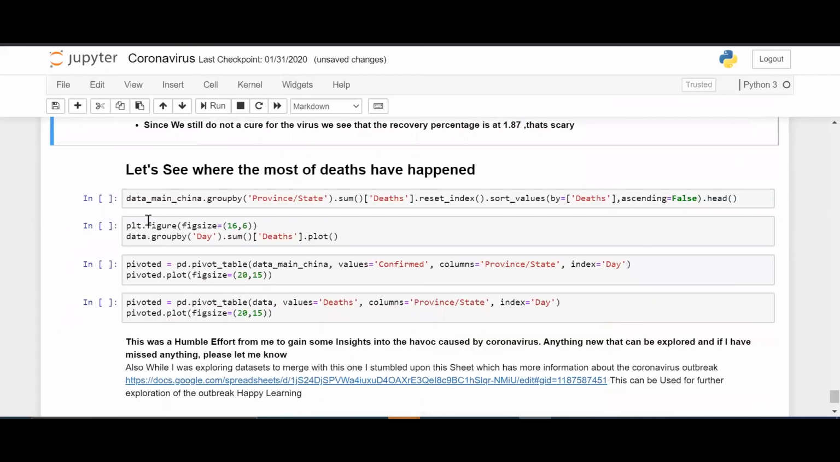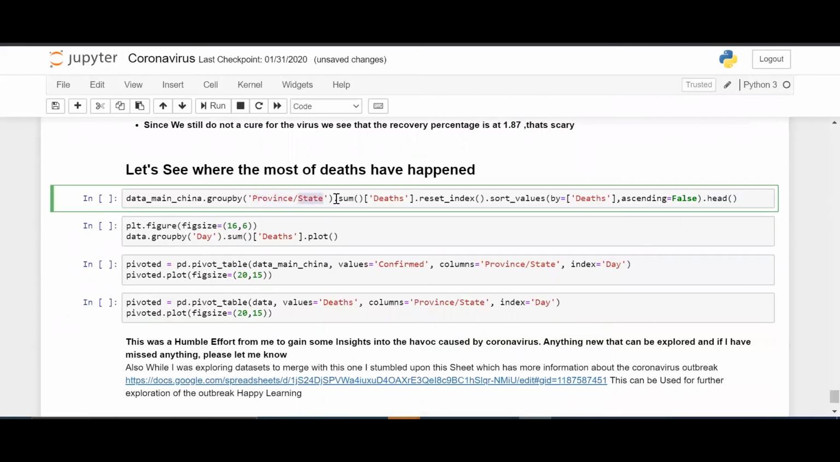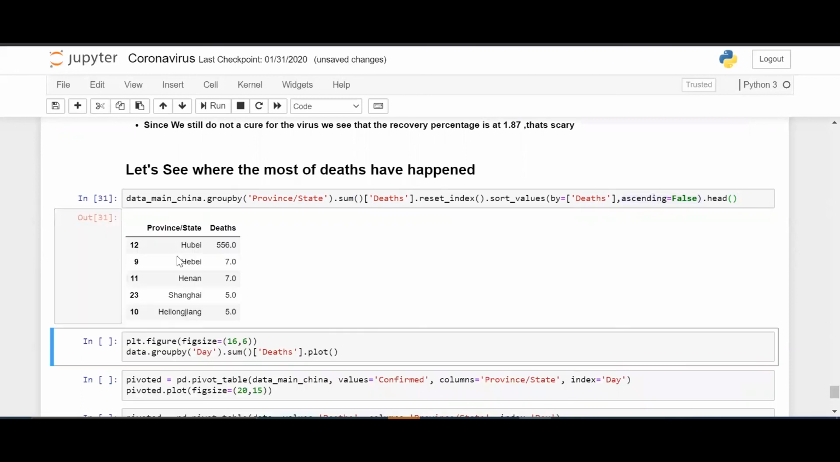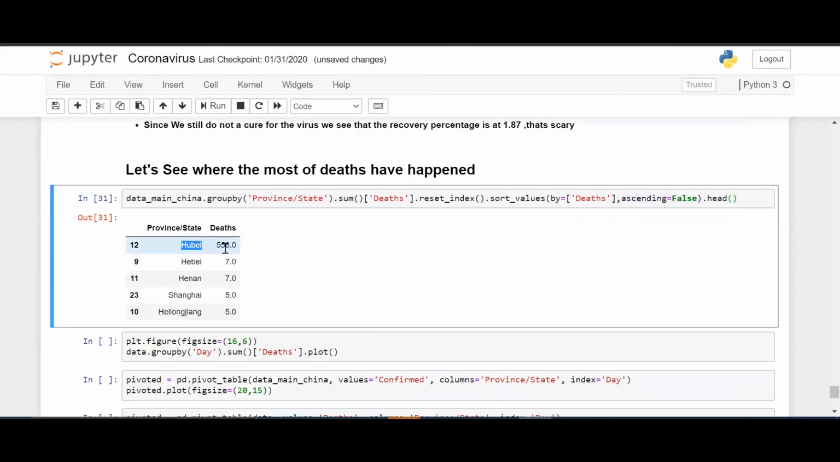So let's see the region or the province where most deaths have occurred. Right. So we're going to group by the province and state by taking a summation of deaths, sorting the values in descending order by putting the ascending equal to false flag. So you have Hubei as the highest number of deaths and the other provinces follow.